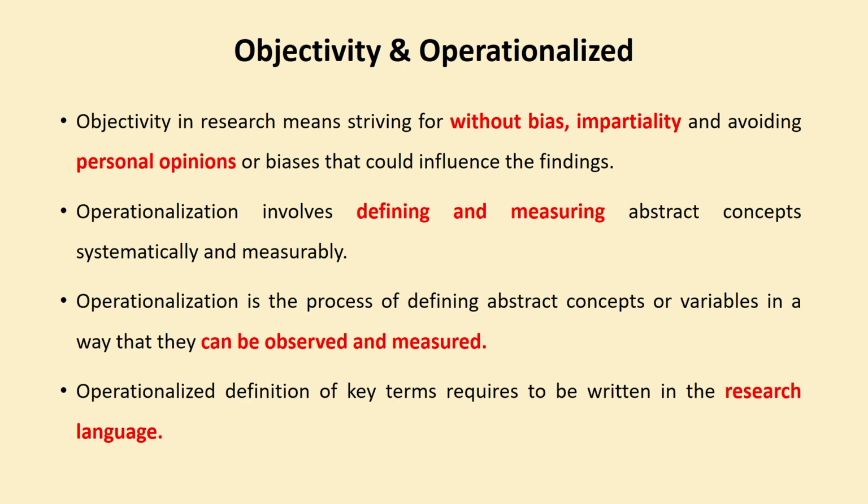Next is objectivity and operationalization. Objectivity in research means striving to be without bias, impartial, and avoiding personal opinions or biases that could influence the findings. It is very important for a researcher. When a researcher introduces or integrates their biases, intentionally or unintentionally, it makes your research poor. It cannot communicate your idea effectively to the audience.